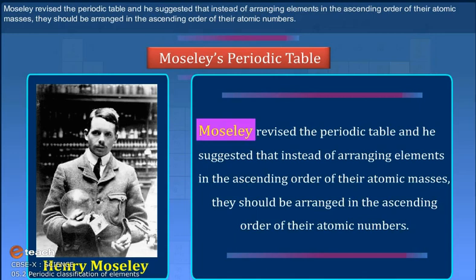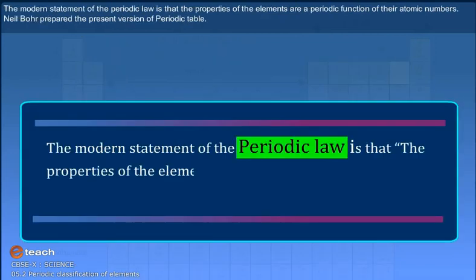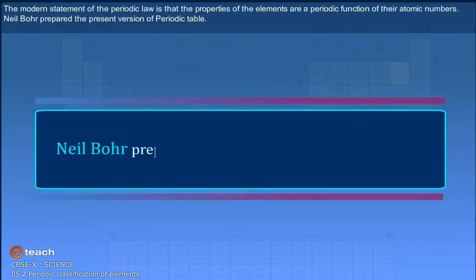Moseley revised the periodic table and suggested that instead of arranging elements in ascending order of their atomic masses, they should be arranged in ascending order of their atomic numbers. The modern statement of periodic law is that the properties of the elements are a periodic function of their atomic numbers.